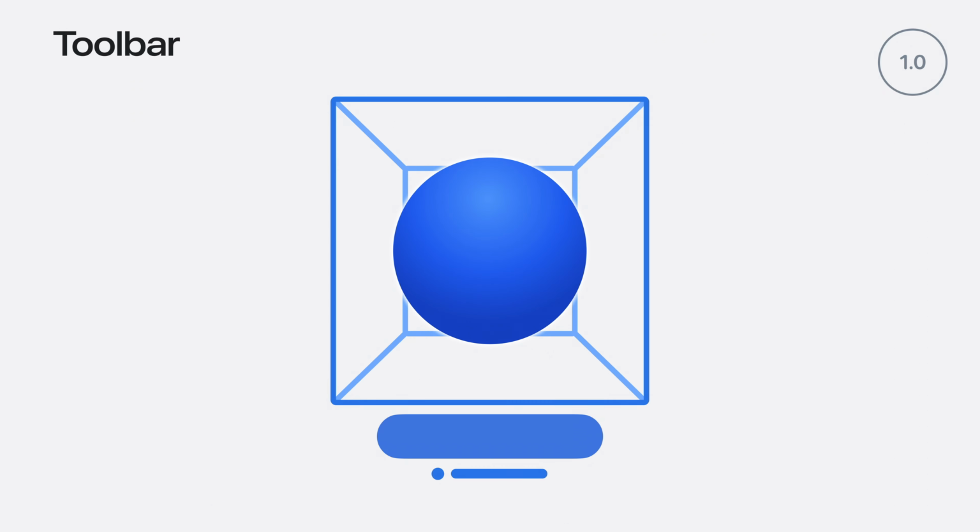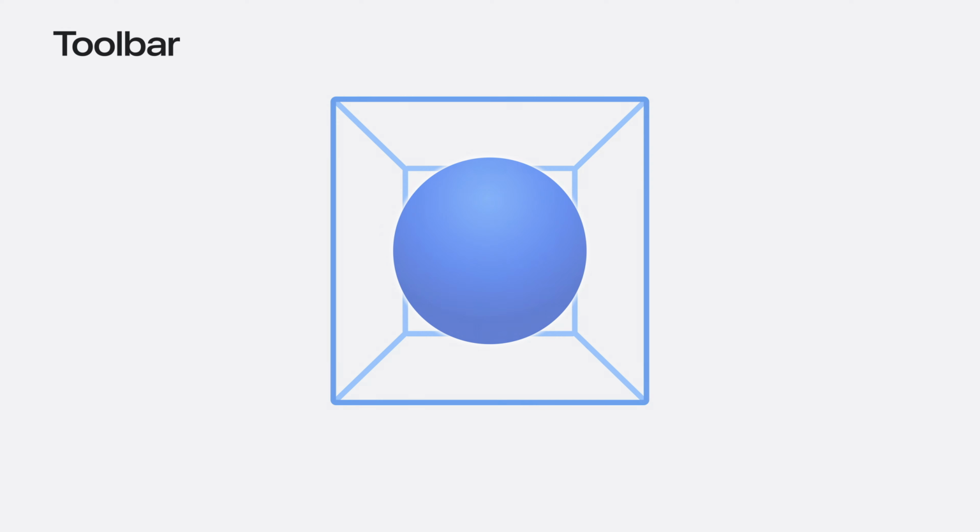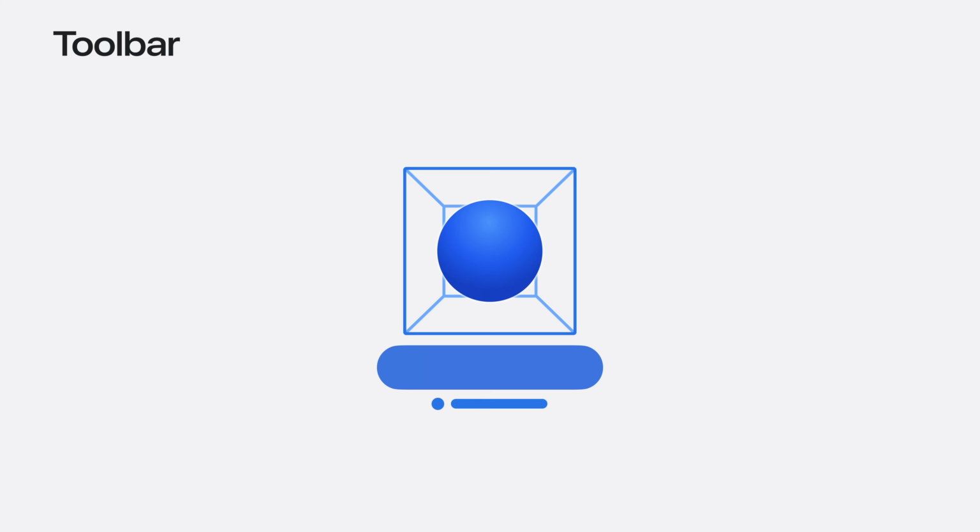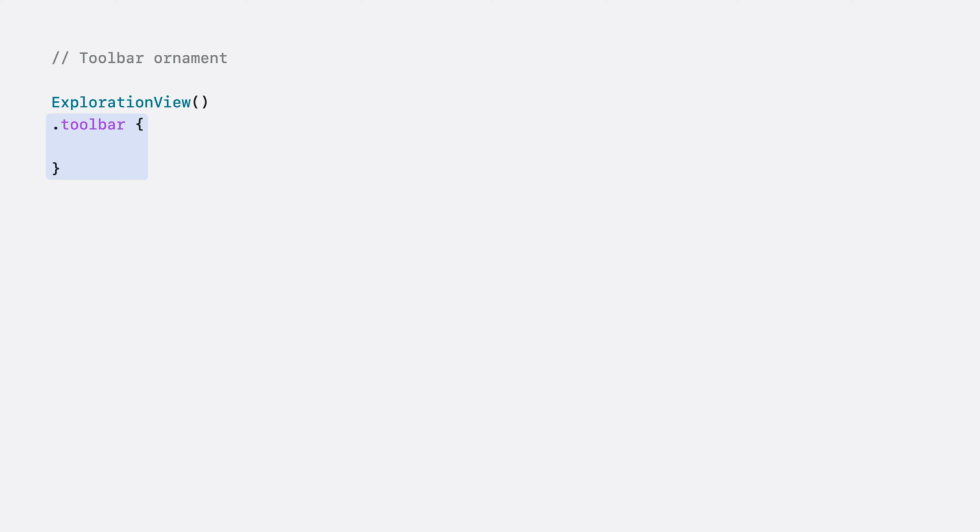Volumes support toolbars that float below them in an ornament. This is a great and easy way to provide a collection of common app controls. The toolbar automatically scales as the volume is moved, so its content remains accessible regardless of the placement of the volume. A toolbar like this is the best way to group together common app controls, so I'll go ahead and add one to the app.